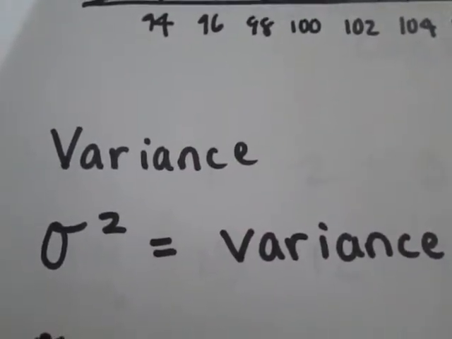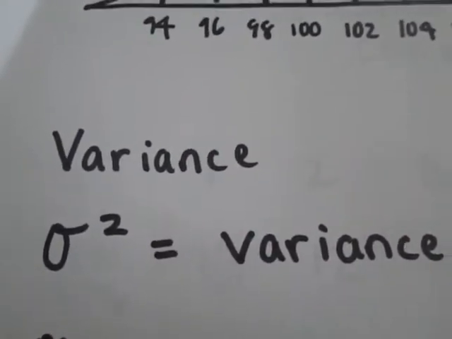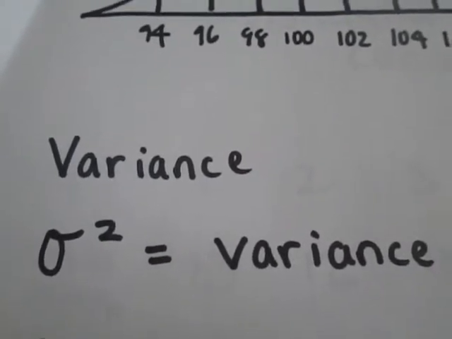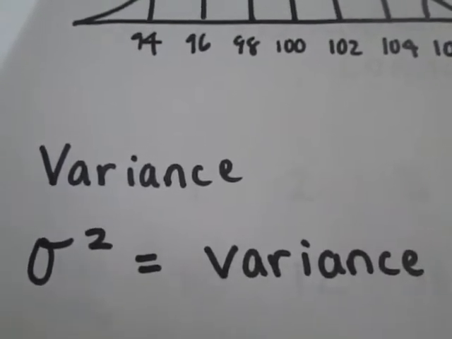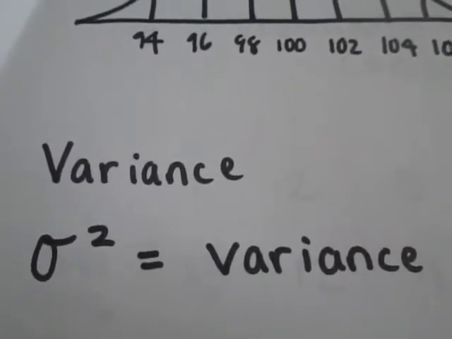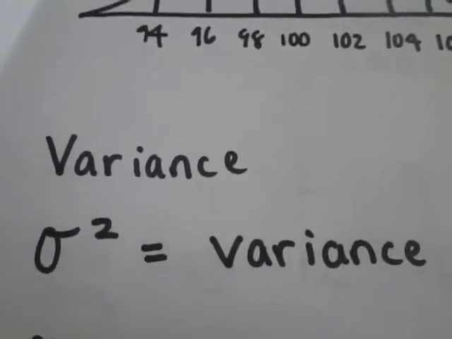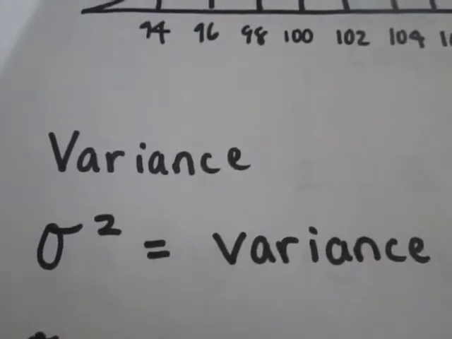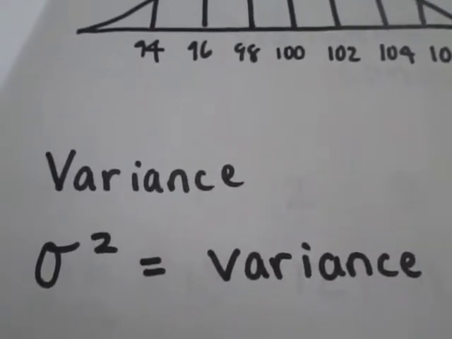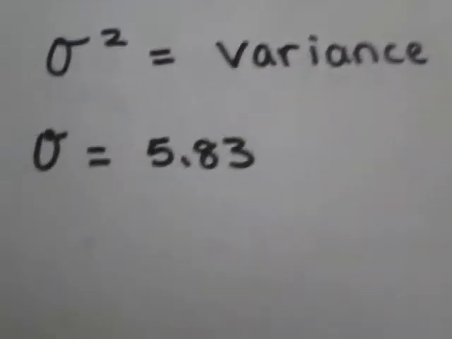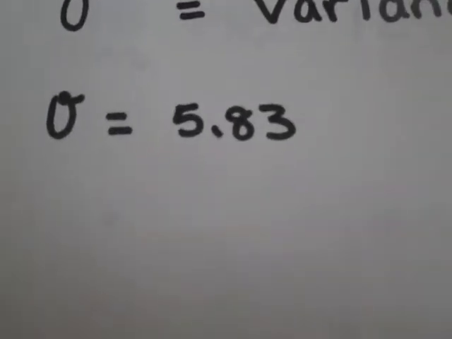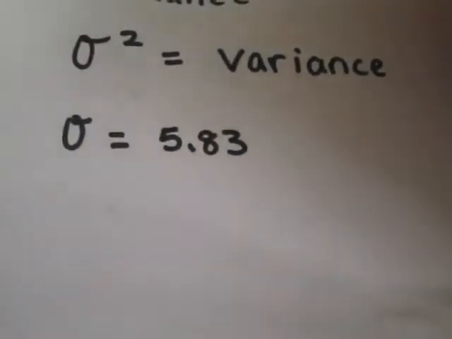Now we come to a point where we discuss variance. You may ask yourself, what is variance? Variance is basically sigma squared, or standard deviation squared. The only difference between standard deviation and variance, really, is that variance attempts to take care of outliers by squaring the deviation. Now, as you can see from our previous problem, where the standard deviation was 5.83, all we have to do to get the variance is you square both sides.